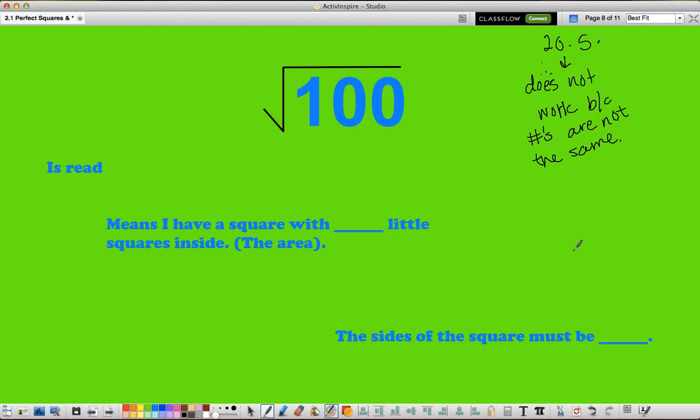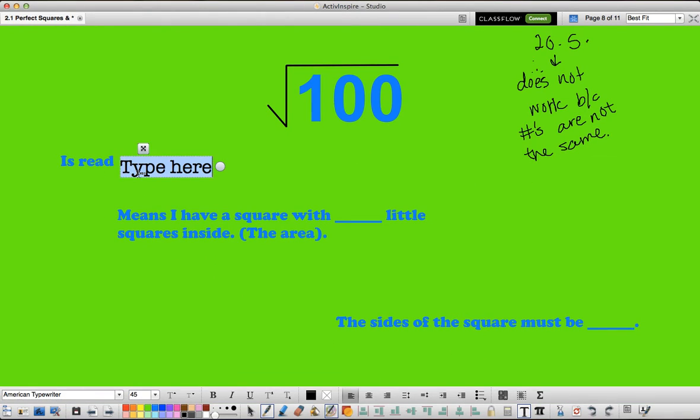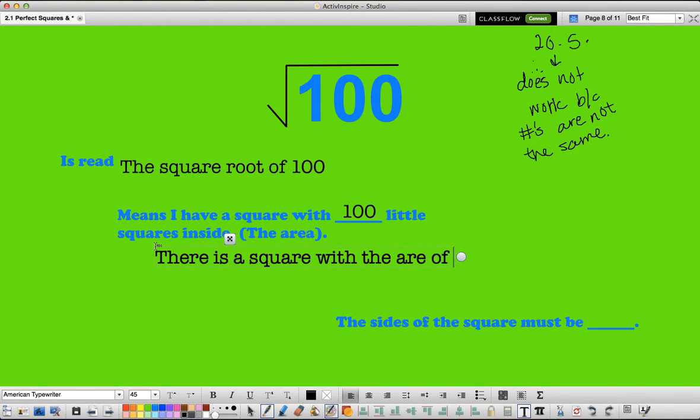So they would give you different side lengths, which means that the shape that it would make would no longer be a square. And I'm actually going to type this out to make it a little easier to see. So this right here is read as the square root of 100. And what it means is that there is a square with 100 little squares inside it, or there is a square with the area of 100.